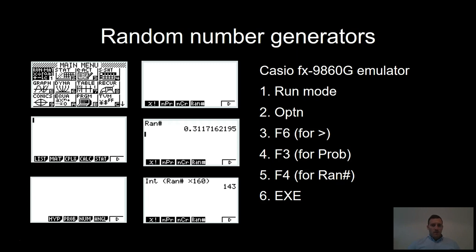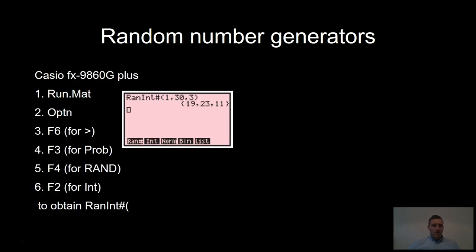The newer calculators allow you to select integers in a certain interval. Let's have a look at that. Here I have the Casio FX9860G+. This has a RanInt# function where we can enter the first number and the highest number, so 1 to 30, and in this case we will enter 3 to say we want to select 3 numbers. We might have allocated a number from 1 to 30 to all of the students in a class, and we want to pick 3 of them at random. We put this into the calculator and it will give us 3 numbers at random, and those are the students that we would use in our sample.